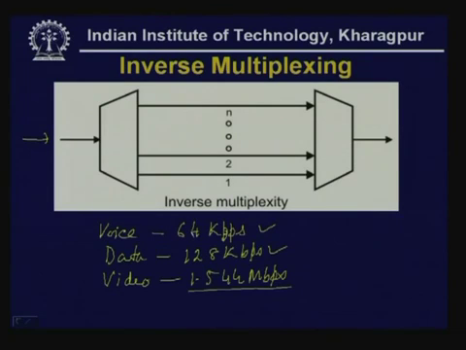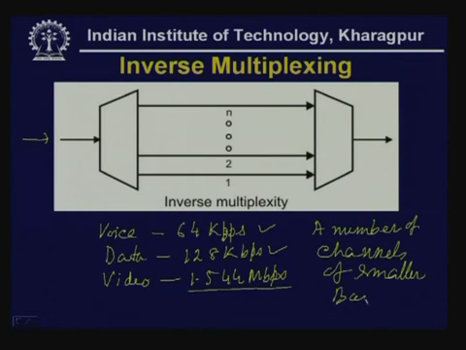The other alternative is that here you have a number of channels of smaller bandwidth, and these bandwidths are say only 64 kilobits per second, and you have a large number of such channels available here, and they are available on demand. So, here we are making use of the property of bandwidth on demand.